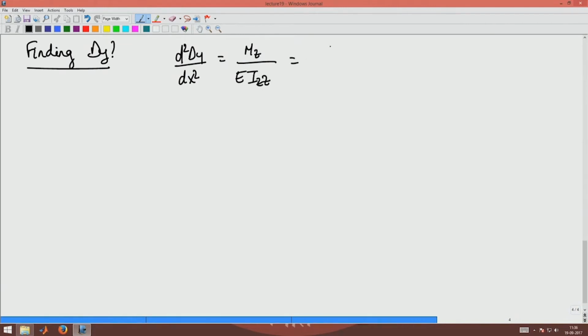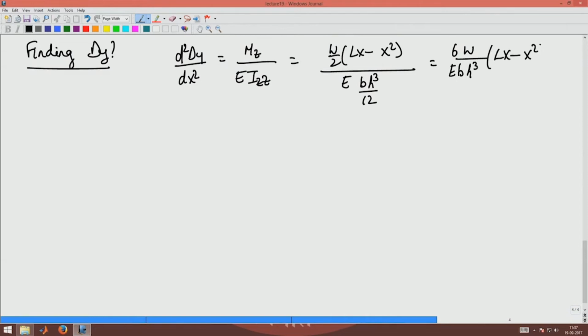Now, Mz we know is w by 2 into Lx minus x square, divided by E times, for the rectangular section, bh cube by 12. So, this becomes 6 w by E bh cube into Lx minus x square.